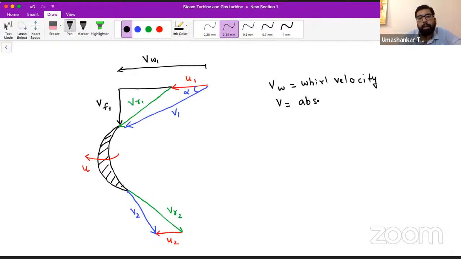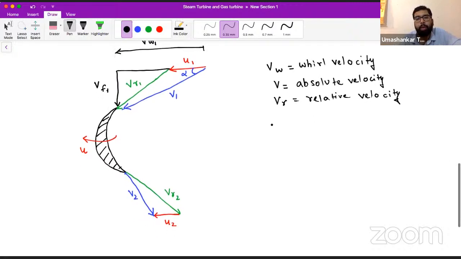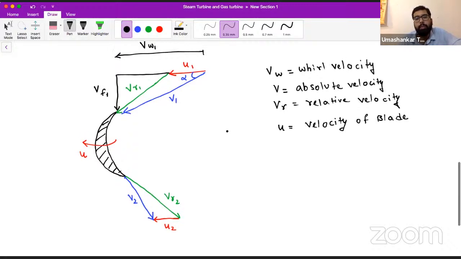We call it absolute velocity. So V1 is the absolute velocity of the jet at the entry, and this is the absolute velocity of the jet at the exit. VR, what do we call it? It is a relative velocity. This is general nomenclature. And what is left? U is the velocity of blade or speed of blade, whatever you may want to call it. It is the velocity by which the blade is moving.